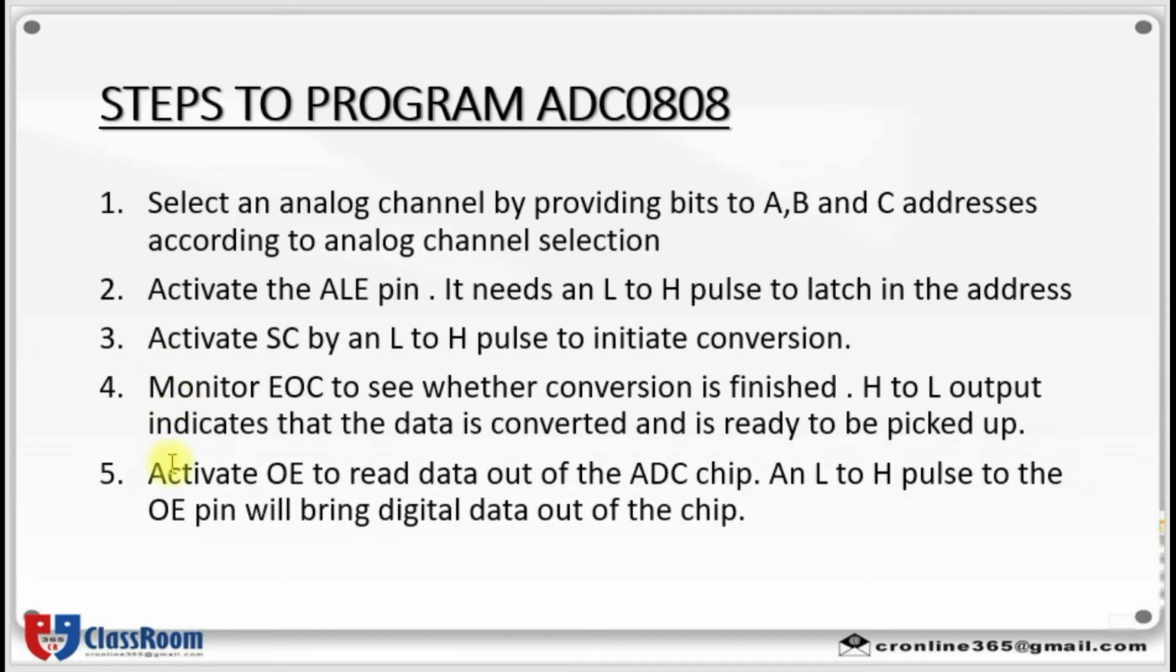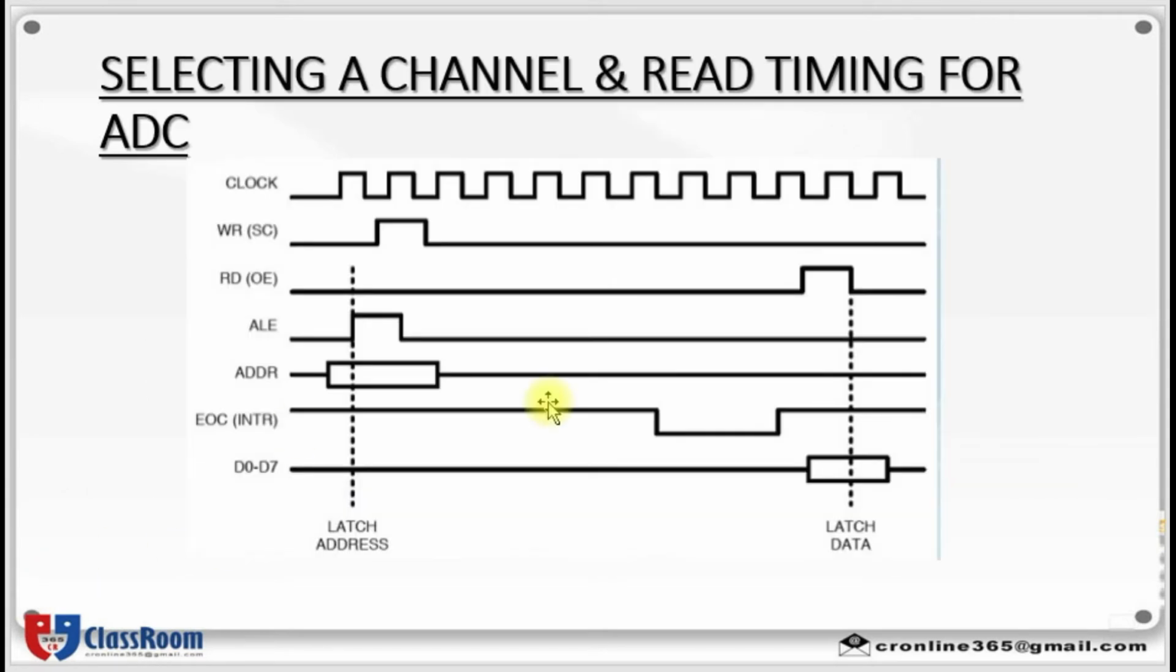Then next, activate output enable to read data out of the ADC chip. So a low to high pulse to the output enable pin will bring digital data out of the chip. Here you can see output enable, a low to high pulse which will bring the digital data out of the chip. So you can take the data here. Then you can see address pins also, here we have denoted.